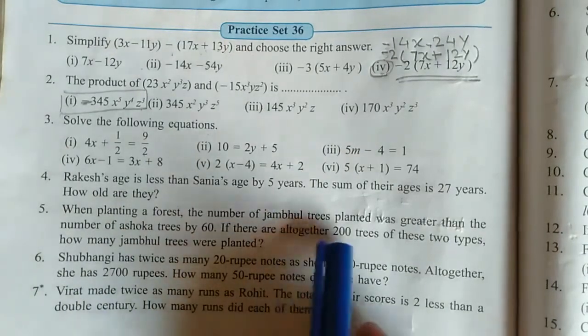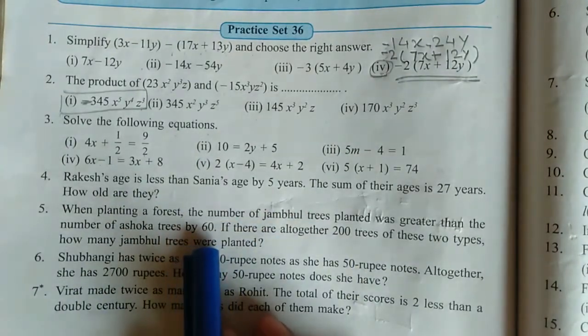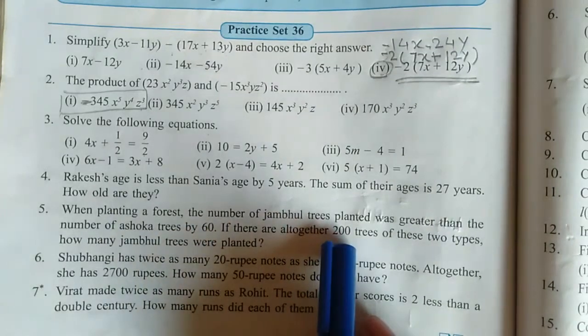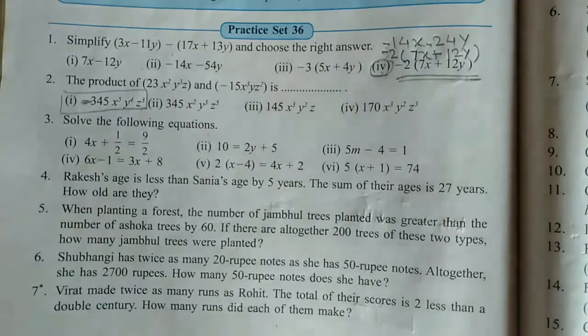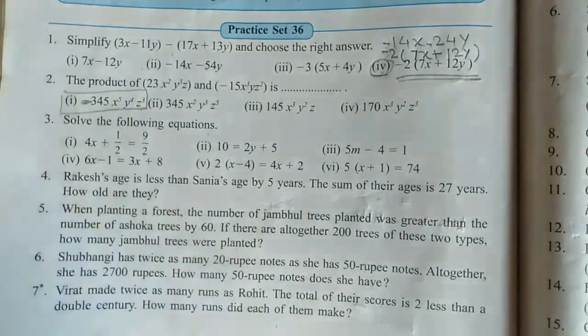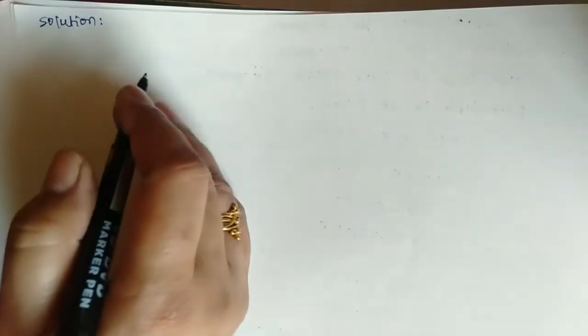And their addition is given here. So x plus 60 is equal to 200. So we got the equation here. In this way we solve this question. See the solution.